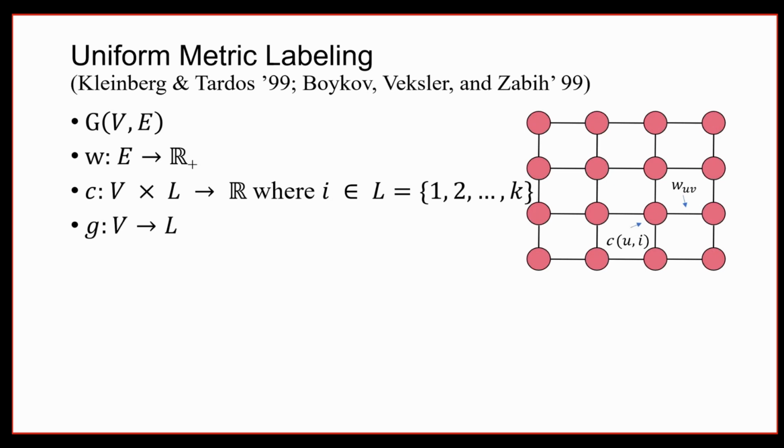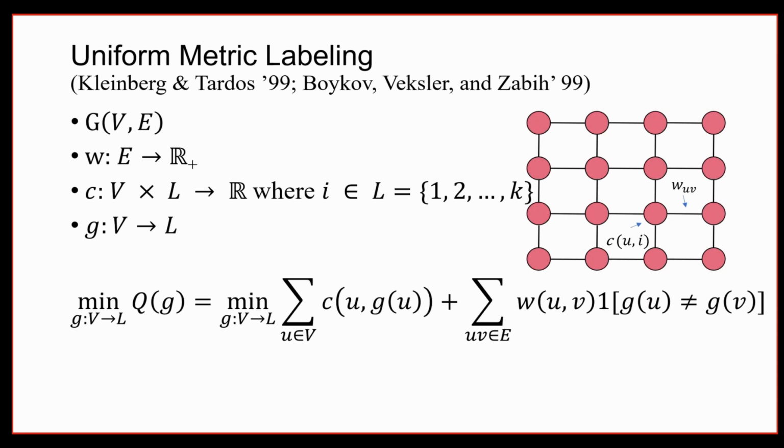So one label for every vertex. And this is the optimization problem which you want to solve. There are two terms here. First you have this node term. You're just summing over all the nodes the cost of u with the assigned label g of u. This is the node term.